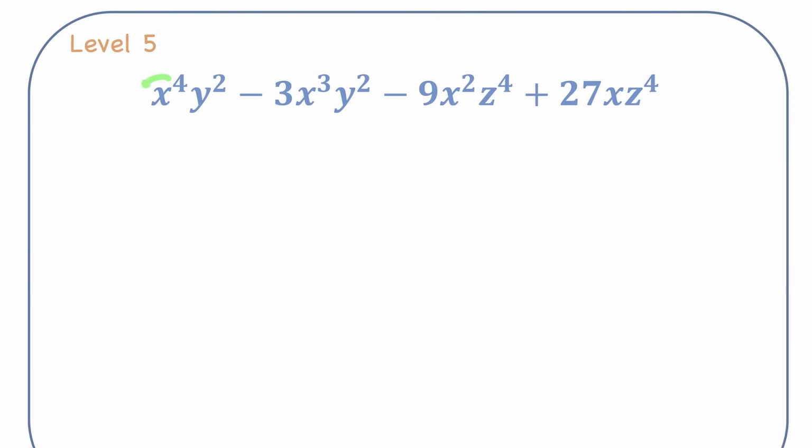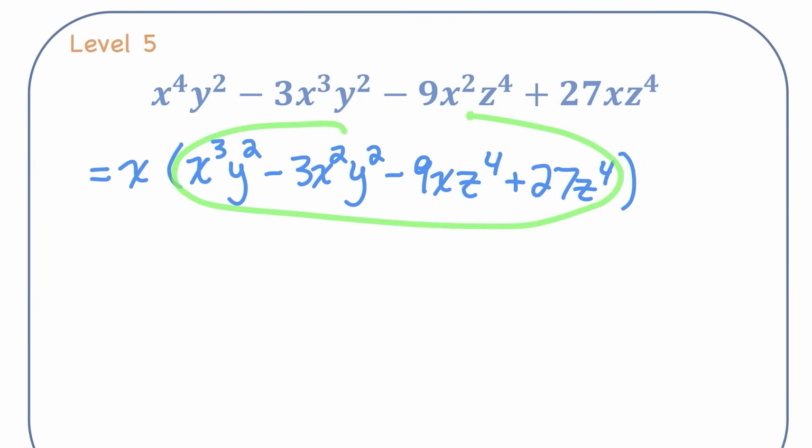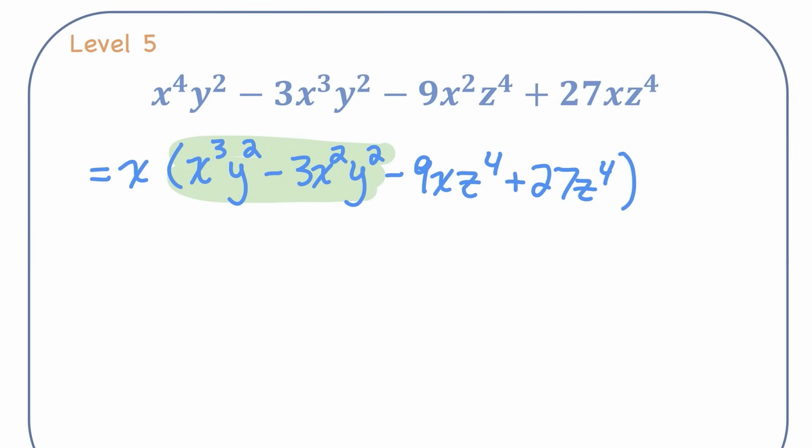The first thing I notice is that all four terms have a factor of x. So I'm going to common factor out an x from all of the terms. I'll put the x out front, and then divide all of the terms by x. Inside the brackets, I have four terms. Let me try factoring by grouping. The first two terms in brackets are a group. The last two terms in brackets are a group.